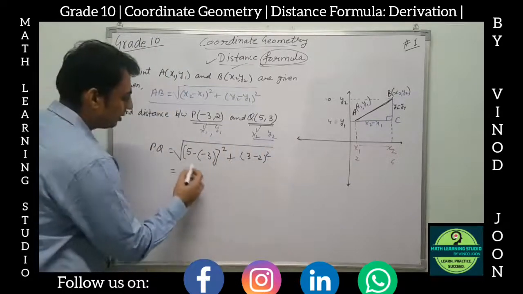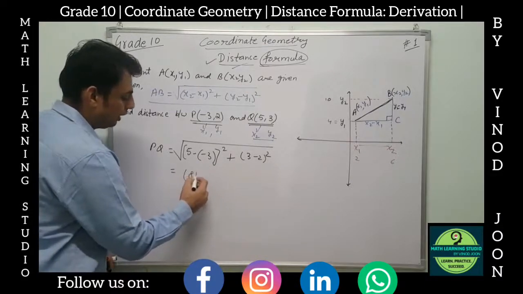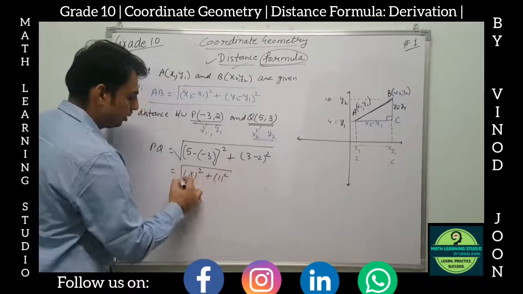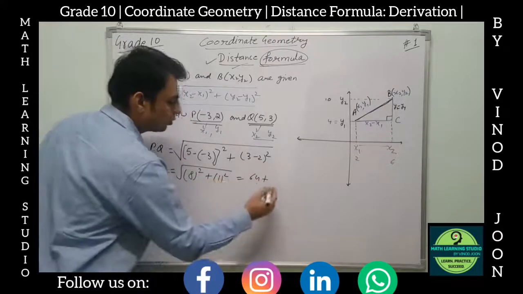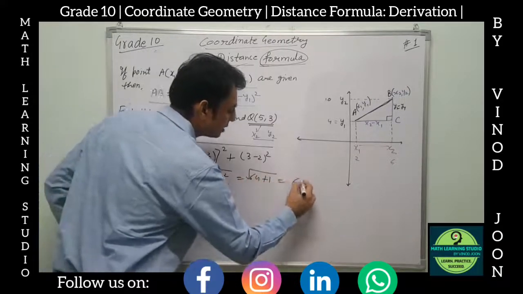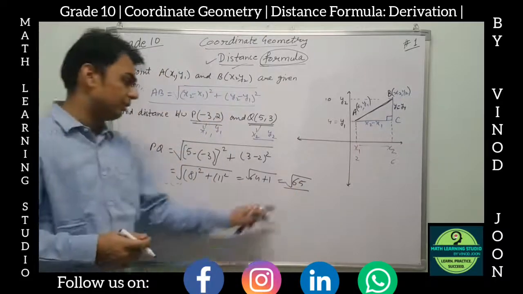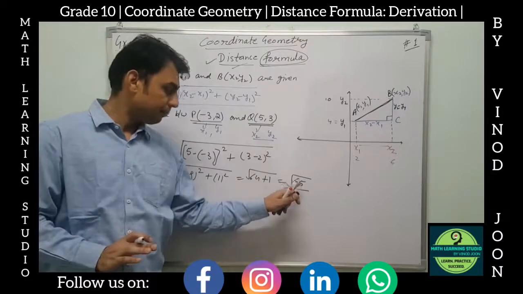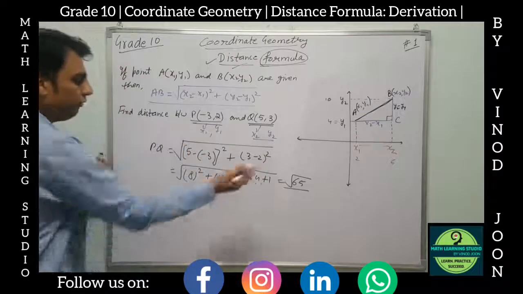What do we get here? 5 plus 3 will be 8. So 8 square plus 3 minus 2 is 1 square. Right? So 8 square is 64 plus 1 square is 1. So that is 65, and we get root 65. Now its square root cannot be found. We cannot find the square root because 65 is not a perfect square. So we will leave it here only.